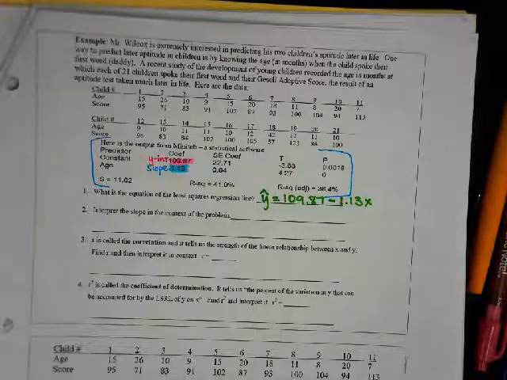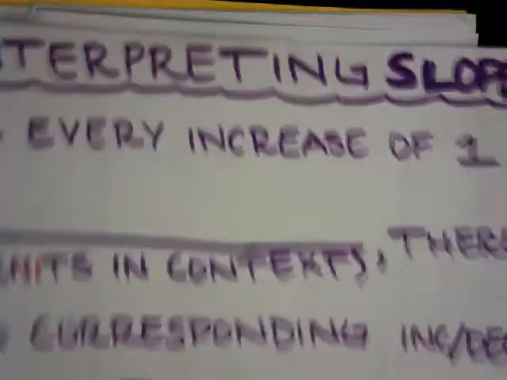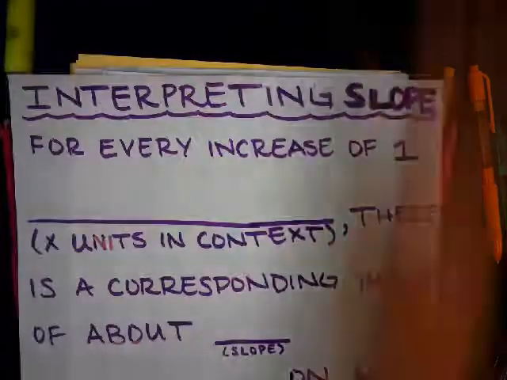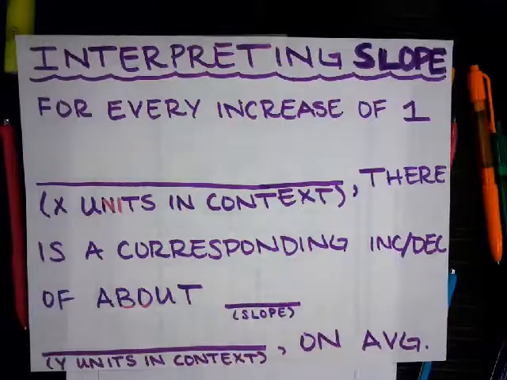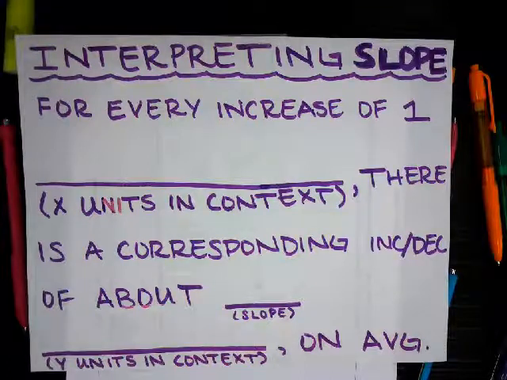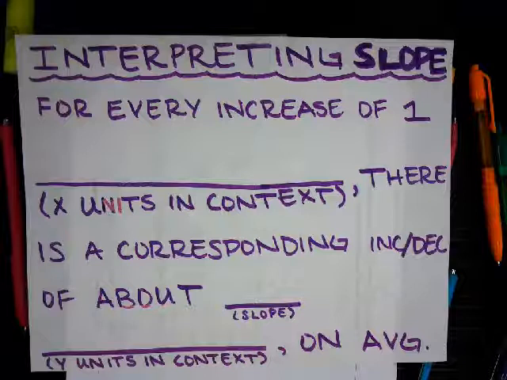Alright, so when it comes to interpreting slope, there's a sentence frame for you. For every increase of 1, and then you put the x units in context, there is a corresponding increase or decrease, based on whether it's positive or negative, of about, and then you state the number, the slope, and you put your y units in context, and then you use on average at the end.